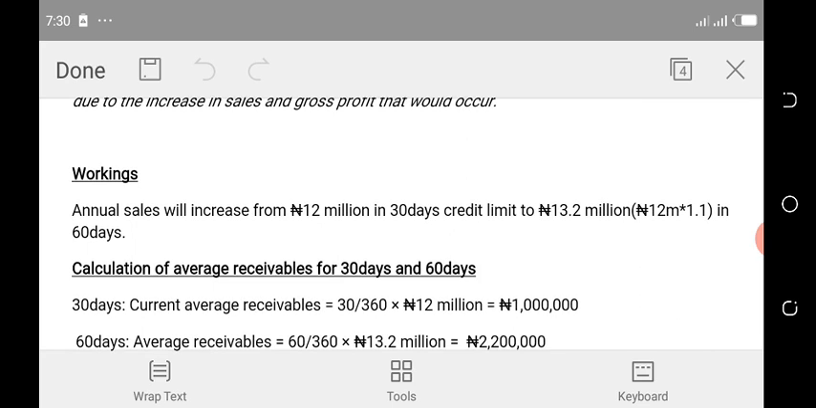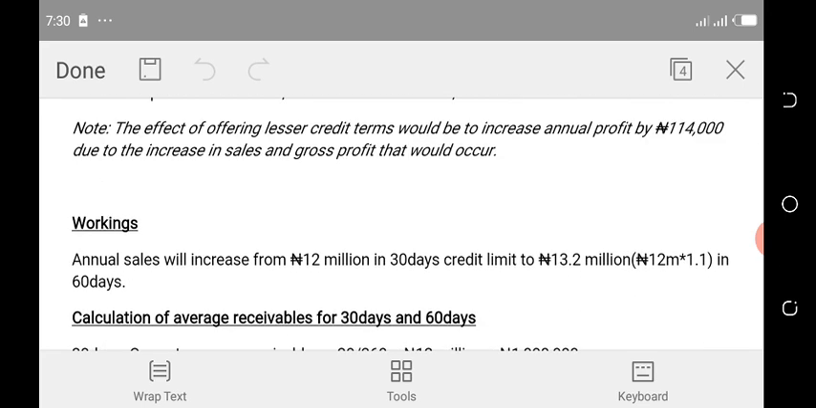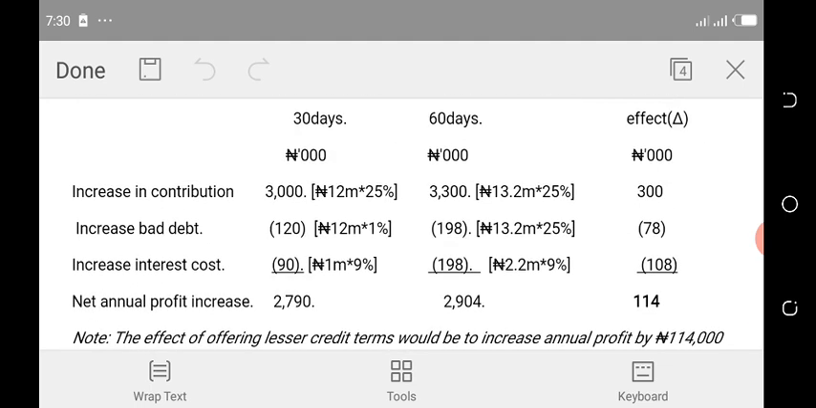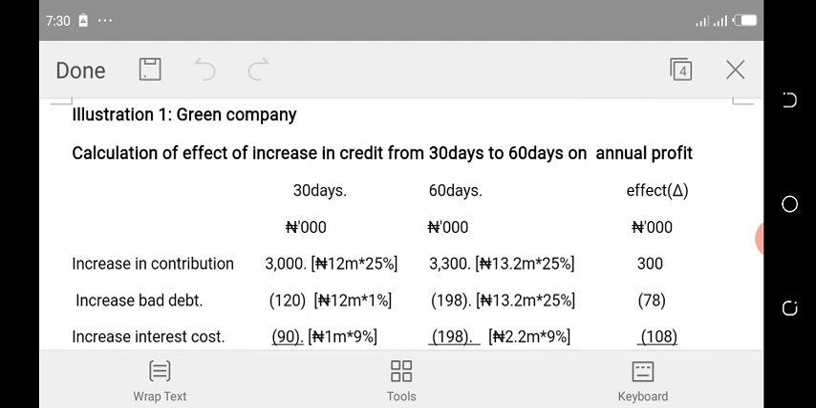Now after we have this, the next thing to do is, from our contribution to sales ratio, which is 25%, we will be able to calculate our contribution, because we want to know our annual profit. And how we get annual profit, you must get your contribution, then less your finance cost, then bad debt, before you arrive at your annual profit. So we want to know the effect of the increase in the credit limit.